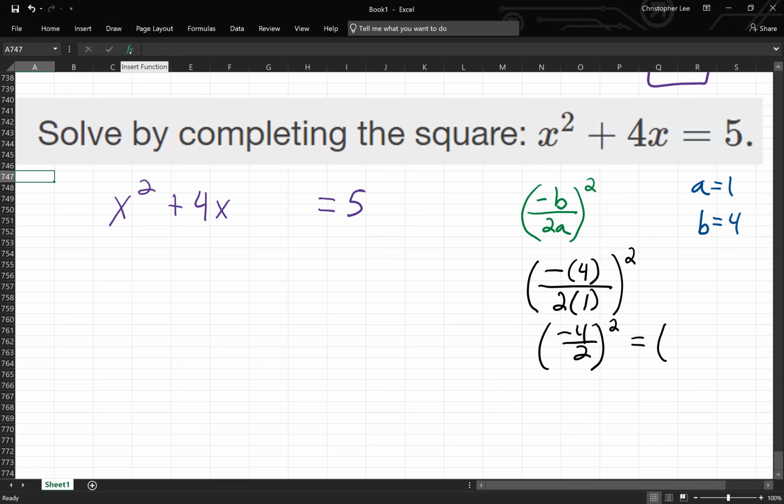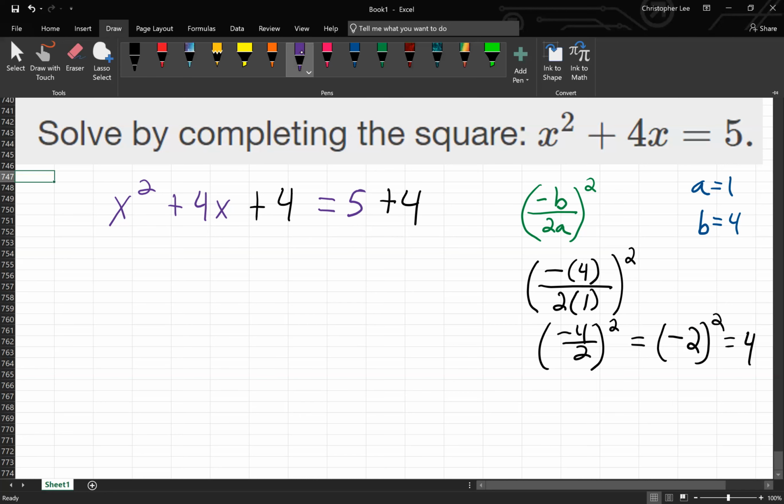So negative 4 divided by 2 is negative 2. We do that before you square it. Then you square it. So negative 2 squared, that's 4. So now I'm going to add 4 over here, and what I do to one side, you do to the other. That's simple. All right.